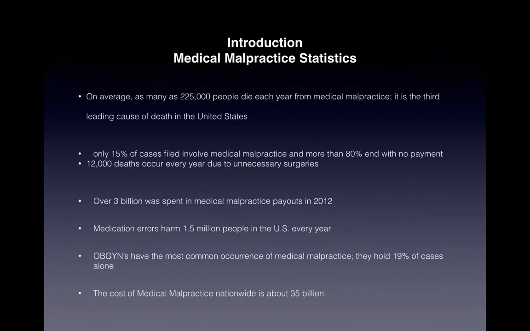On average, as many as 225,000 people die each year from medical malpractice. It is the third leading cause of death in the United States. Only 15% of cases filed involve medical malpractice, and more than 80% end with no payment. Over $3 billion was spent in medical malpractice payouts in 2012. Medication errors harm 1.5 million people in the U.S.